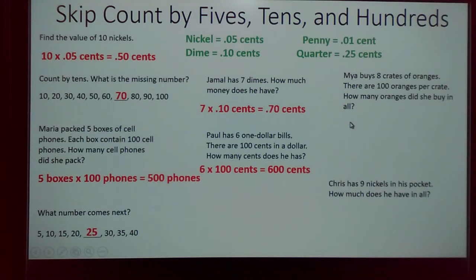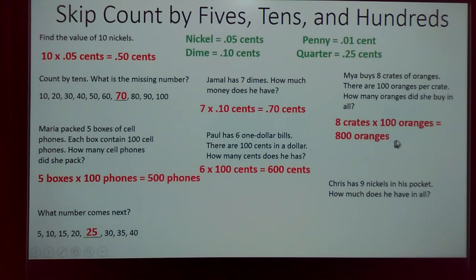Now, let's look at Maya. Maya buys 8 crates of oranges. There are 100 oranges per crate. How many oranges did she buy in all? Well, like I said, there are 2 ways you can do it. You can say 100, 200, 300, 400, 500, 600, 700, 800, or you can say 8 times 100 gives you 800 oranges.